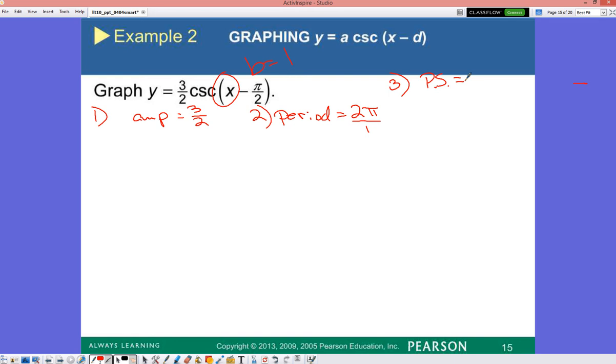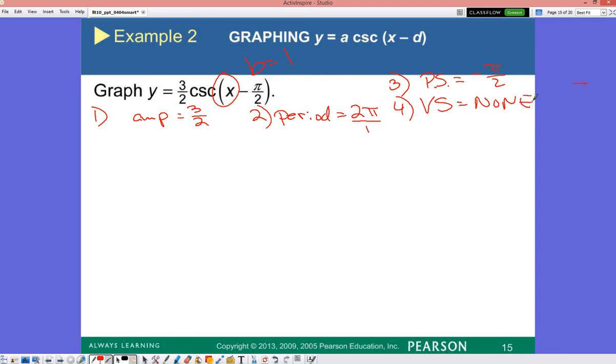So if there was a b, say b was 2, you would do negative pi over 2 divided by 2. So you would have to divide that out. Okay. So now my phase shift is negative pi over 2. My vertical shift, none.